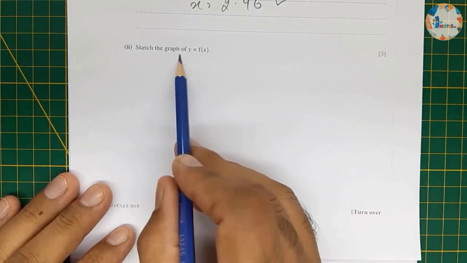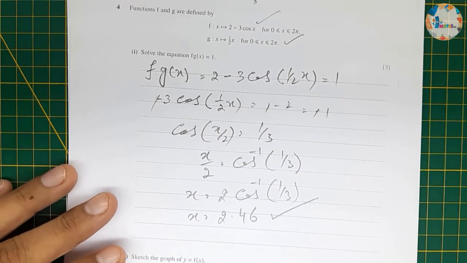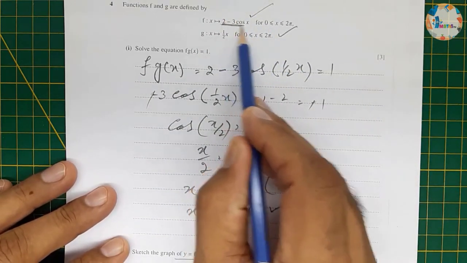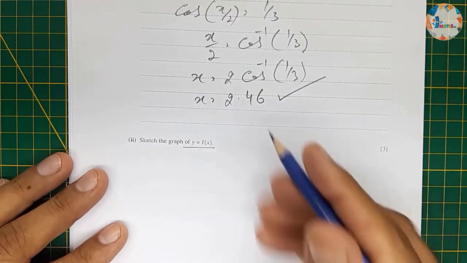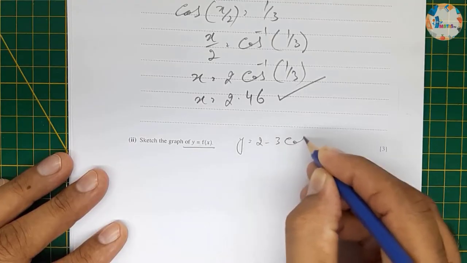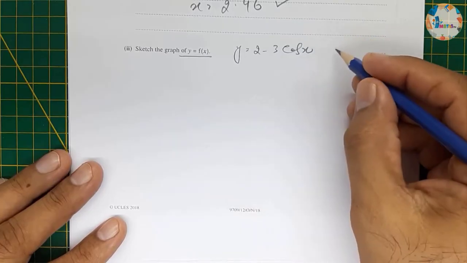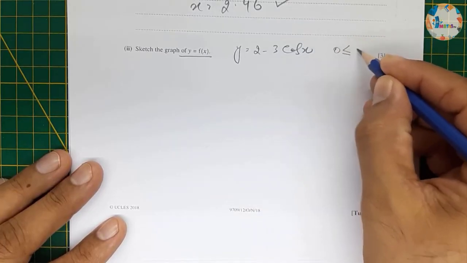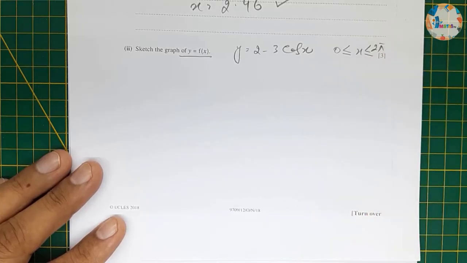For the second part we have to sketch y is equal to f of x, and f of x is this equation. So our y value will be equal to 2 minus 3 cos x. This is basically our equation, and the range is provided from 0 to 2 pi. So this is basically the range.